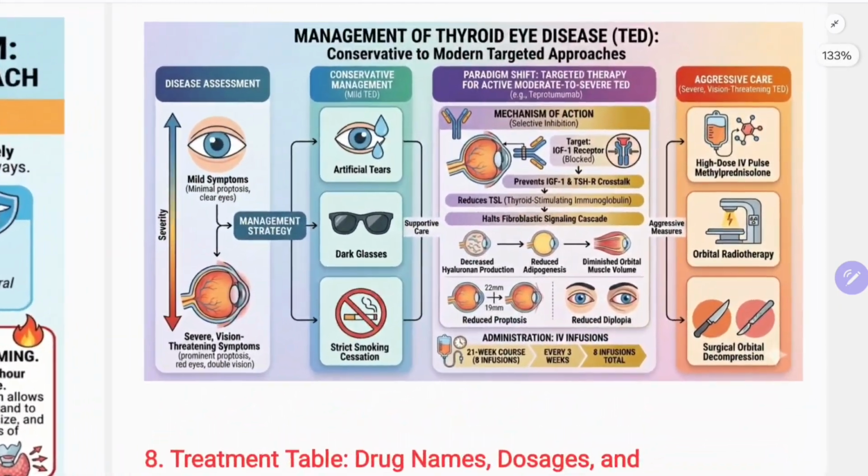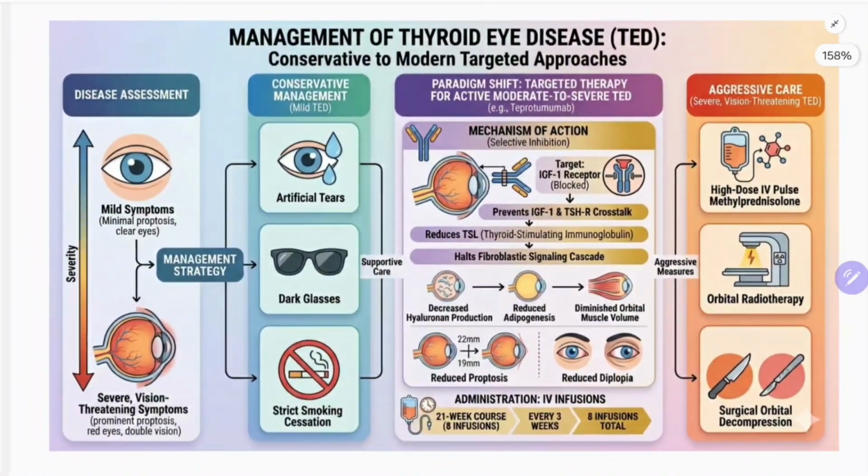Now we will see the management of Thyroid Eye Disease. Conservative, modern, targeted approaches. So it is different for mild, moderate, and severe. For mild disease, mild symptoms like minimal proptosis, the patient has clear eyes, there is no redness. Okay, you will have this conservative management. So you will give artificial tears, dark glasses, and strict smoking cessation.